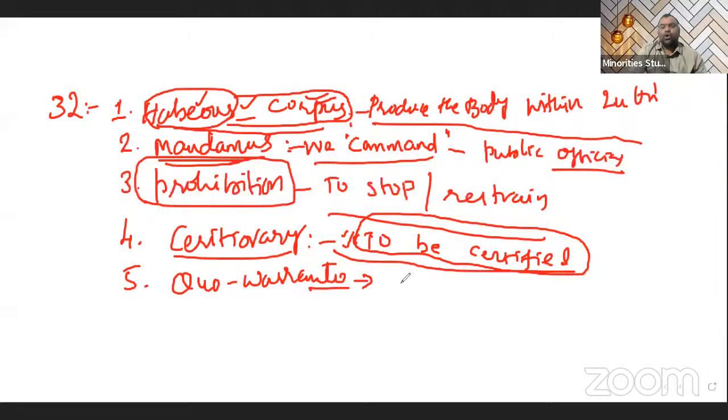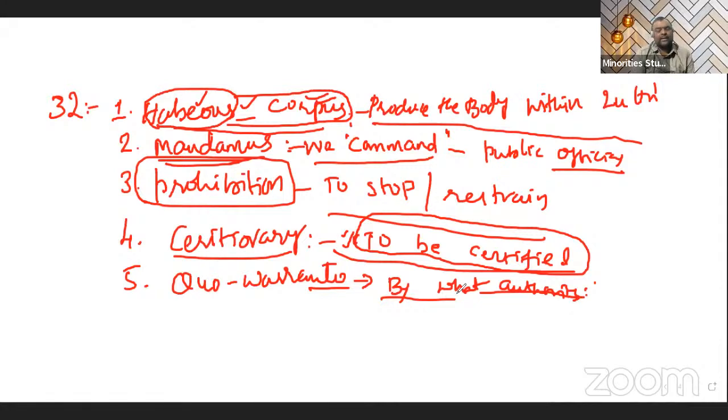And the last one, quo warranto. Quo warranto means by what authority? Suppose the government allocates quarters to a public official or public servant or political official, whoever it may be. So let's take the example of MP quarters or MLA quarters. Okay, the government allocates MP quarters to the current MPs, present MPs.